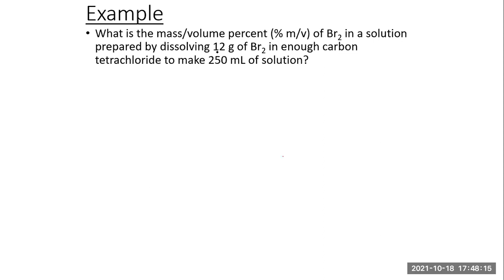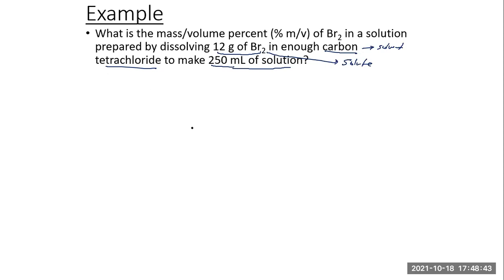12 grams of Br2 here. We're going to dissolve it in enough carbon tetrachloride to make 250 milliliters of solution. That tells us that the Br2 is our solute. Again, usually the solute is the smaller part of the solution, the stuff that will be dissolved. That means that carbon tetrachloride in this case is actually our solvent. And we obviously made 250 milliliters of solution.